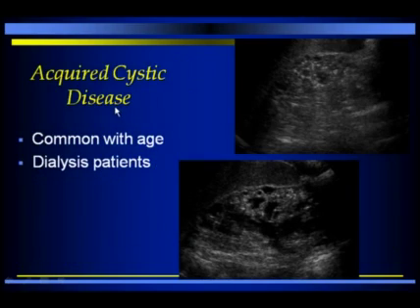That is as distinct from acquired cystic disease, which you just may get as people get older. They may get cysts in their kidneys, or patients who have been on dialysis for several years. They also tend to have an increased incidence of cysts in their kidneys. And this is an echogenic kidney filled with cysts. This is obviously someone with some chronic renal failure, and these cysts are likely secondary to chronic dialysis.